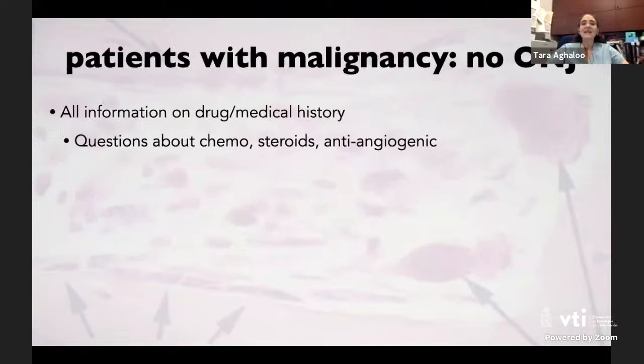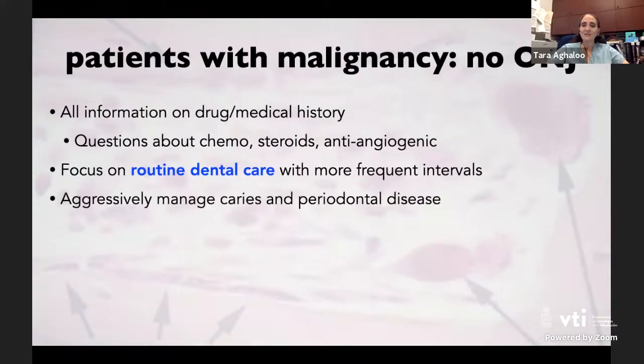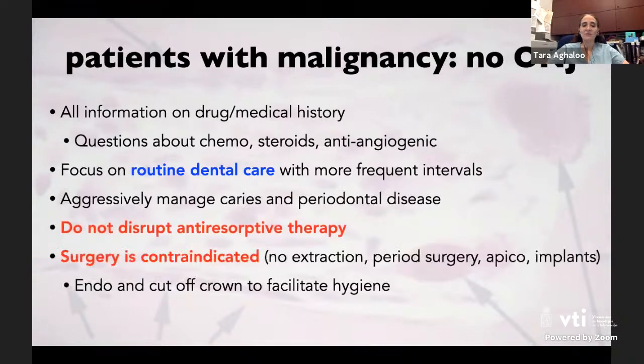If they have malignancy and no ONJ, we want to make sure we get all the information about their medications. We want to focus on routine dental care and have them go more frequently, aggressively manage caries and periodontal disease, and again, do not disrupt their anti-resorptive therapy. But surgery is contraindicated. So these are not patients that have ONJ. These are patients that are on an anti-resorptive with cancer. And so we shouldn't be doing extractions. We shouldn't be doing periodontal surgery or apicoectomies or implants. If a tooth has to be extracted, we should be cutting off the crown and doing endotherapy on it.